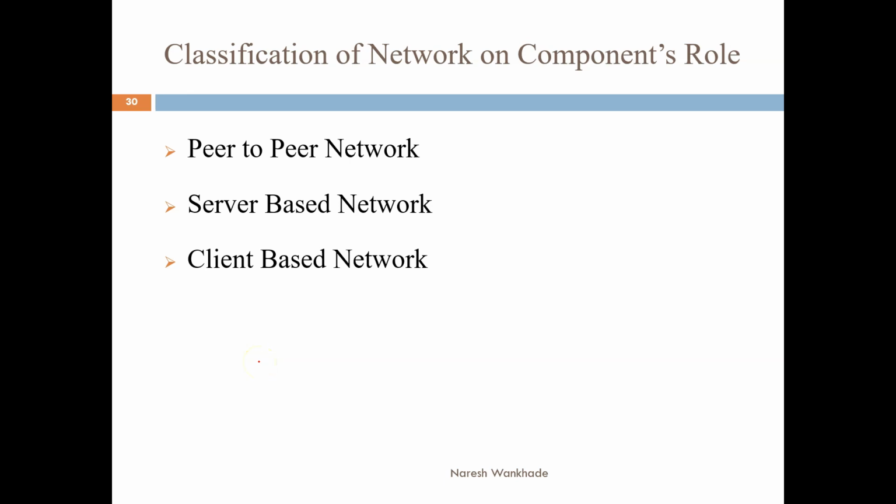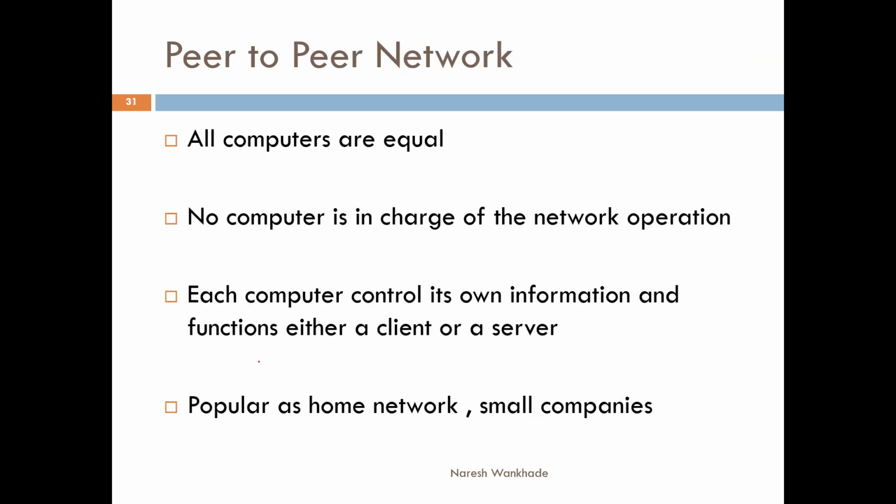Hello friends, in this video lecture, we will see the classification of network on the basis of components role. On this basis, a computer network is categorized into three types: peer-to-peer network, server-based network, and client-based network. Let's see all these one by one. First one is peer-to-peer network.